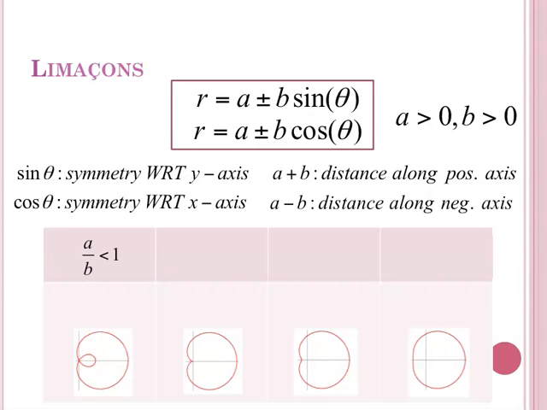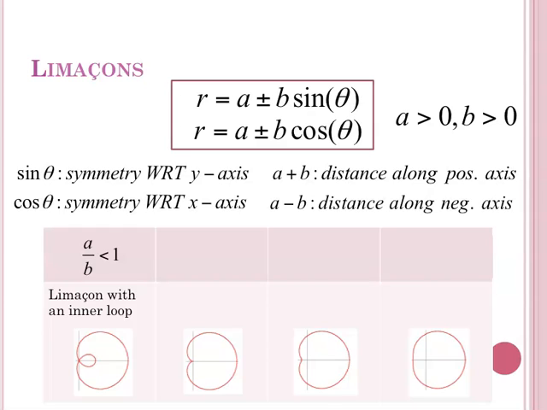So the first one, this is where a over b is less than 1. If it helps you, you can think of this as a being less than b. a has to be smaller than b in order for that fraction to be less than 1. Or you can think of it as multiplying both sides by b to get a is less than b. Okay, this is what we call a limaçon with an inner loop. So anytime you see a graph of a limaçon and you see that it loops back inside of itself, that means that a is less than b, or a over b is less than 1.